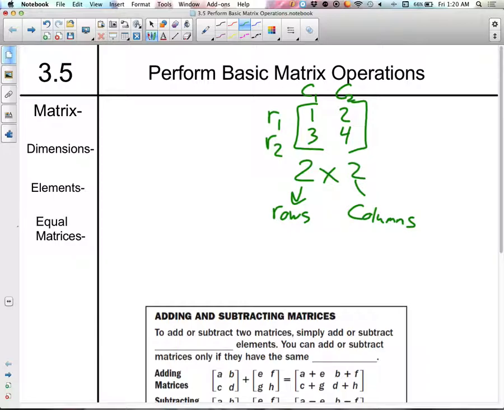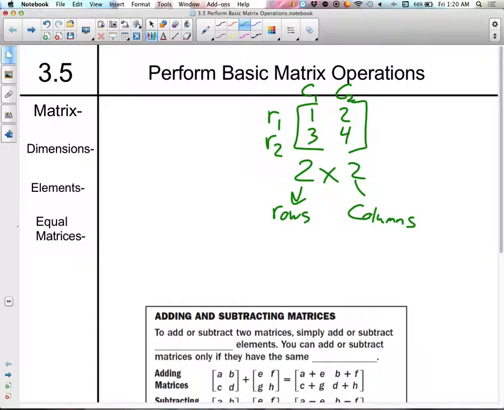Now, the numbers inside the matrix, the 1, the 2, the 3, and the 4, those are what we call elements. So this matrix has 2 rows, 2 columns, that's the dimensions. It's a rectangular arrangement of numbers, and those numbers inside are the elements.